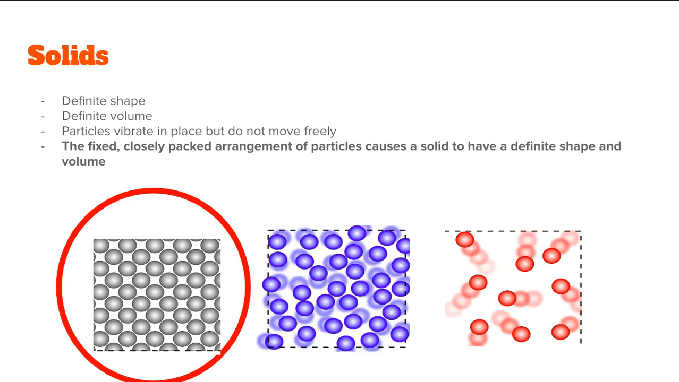And so the reason solids have a fixed shape and volume is because the particles are packed very, very close together. You can see here. And so they're locked into position, so the solid keeps its shape unless you apply a lot of force.